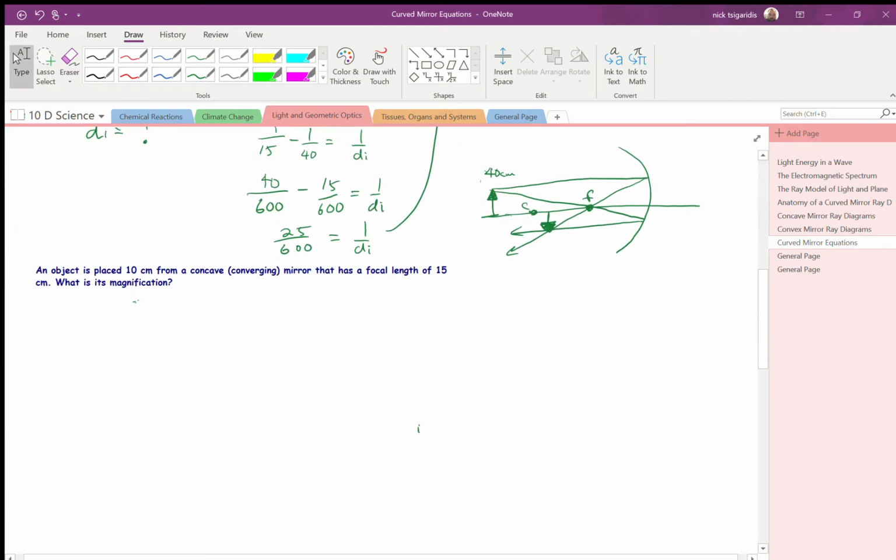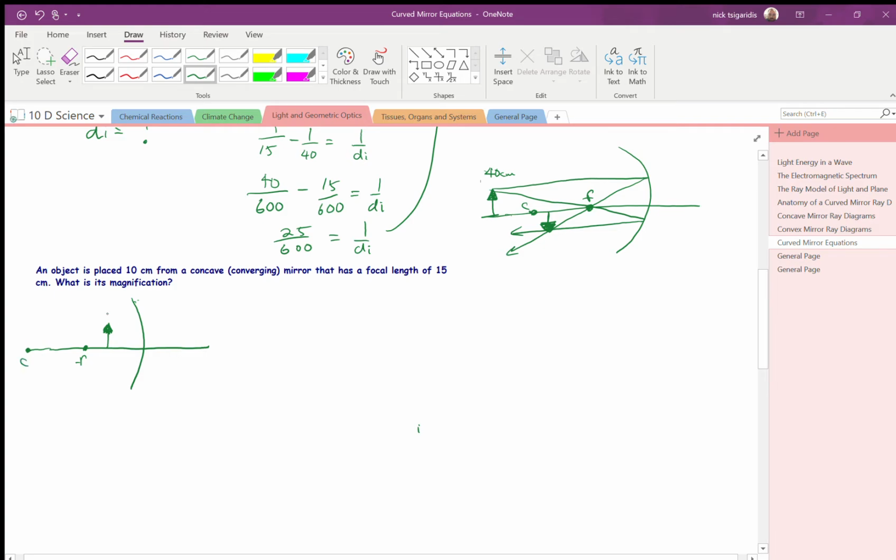It says an object is placed in front of a concave mirror. So I'm going to draw my principal axis again. I'm going to draw my concave mirror. And it's placed 10 centimeters. So my object is placed somewhere around here. Let's say this is 10 centimeters from my mirror. That has a focal length of 15 centimeters. So my focal length is somewhere around here. So this is my F value, which means that my center of curvature is somewhere over here at 30 centimeters.